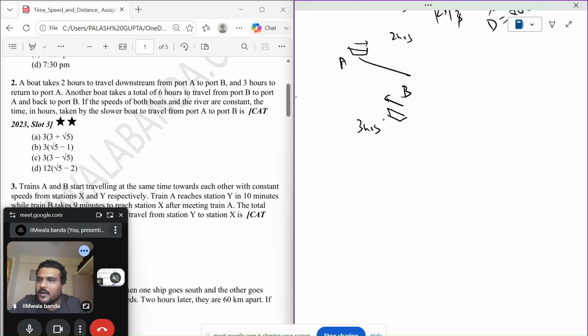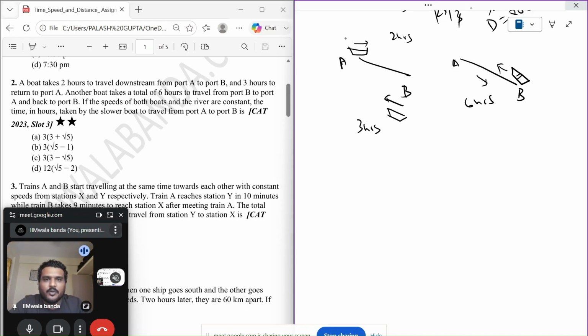Another boat takes total 6 hours to travel. Okay, there's another boat, and it takes to come and go total 6 hours from port B to port A and back to port B. So it will first go up and then it will come down. And this is the boat. It is first going up, then coming down. Okay, if the speed of both the boats and the river are constant, the time in hours taken by the slower boat. So we have to find out both of their speeds.